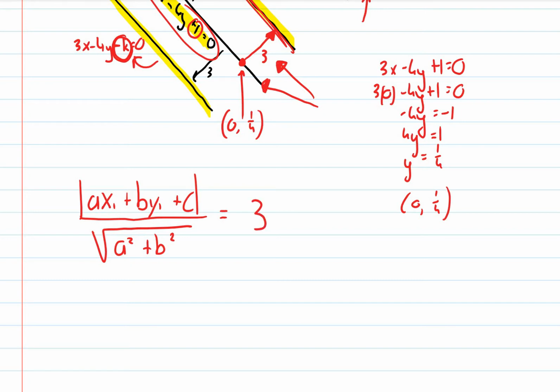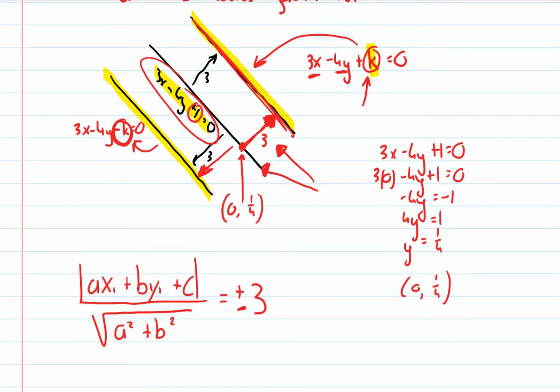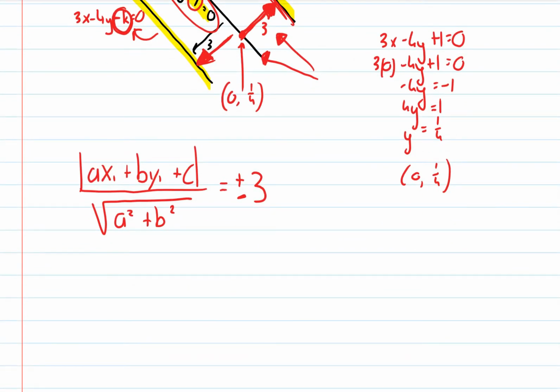It's 3. Now, it's plus 3 on this side of the line. It's minus 3 on this side of the line. Okay, so if we're asked any questions like this, just remember, say this is plus 3, and this is minus 3. Right, and now I fill in what I know.